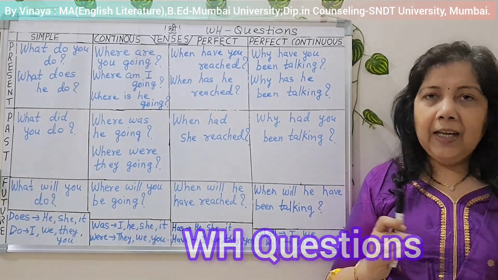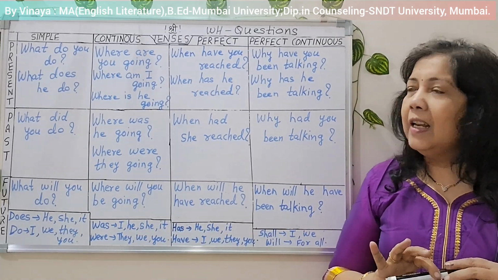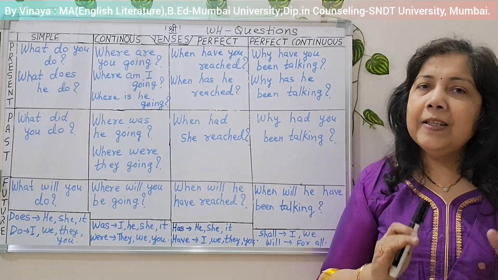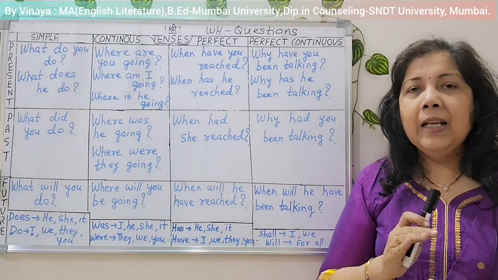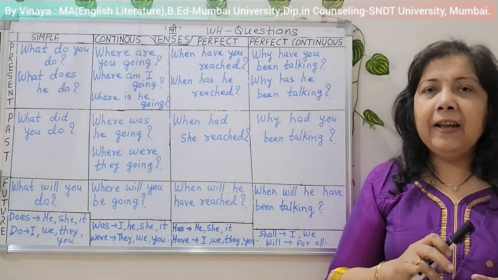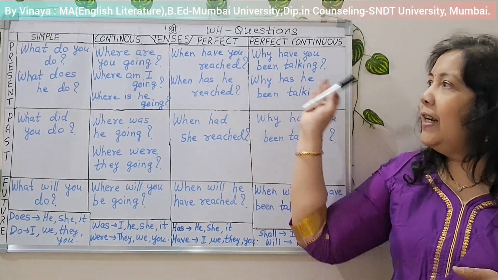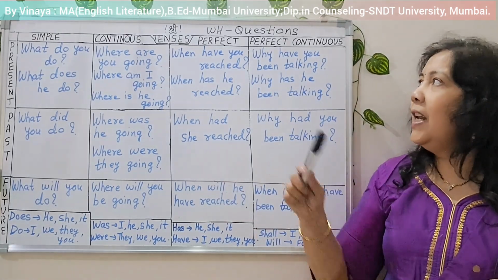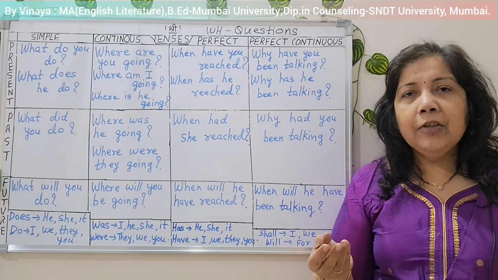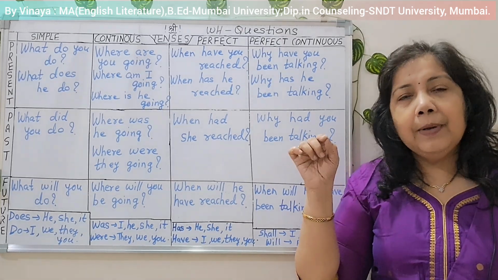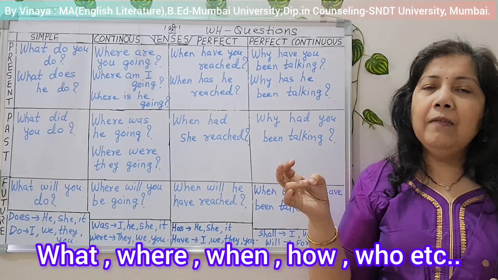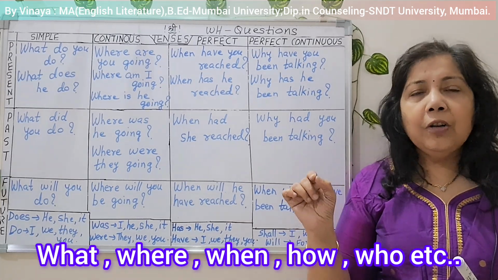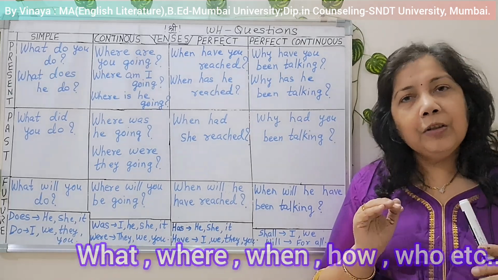Today I am taking WH questions in all 12 tenses. There are 3 main tenses which you know now: present tense, past tense and future tense. Each tense has 4 kinds, that also you know: simple, continuous, perfect and perfect continuous. So in total there are 12 tenses in English. Now today let us see WH questions. WH questions means the word starts with WH. For example, what, where, when, which, who, whom. Only how is different, HOW, but it comes under WH questions only.